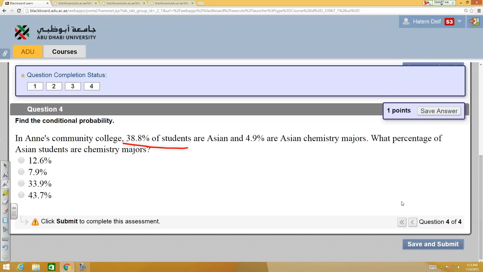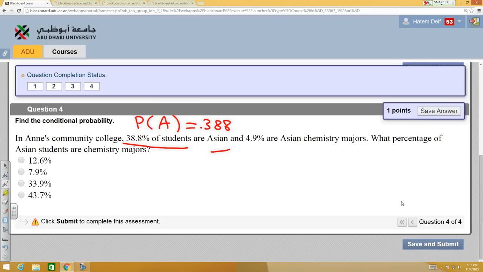Because if 38% are Asian, that means if you select one from this population, the chance it will be Asian is also 38%, which means 38 over 100, which is 0.38. So that means the probability of Asian is 0.388.